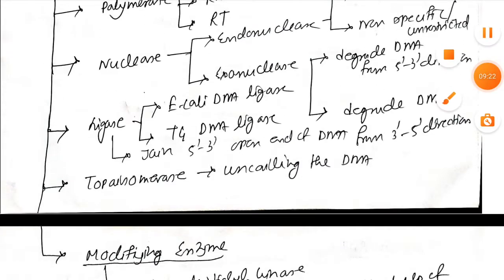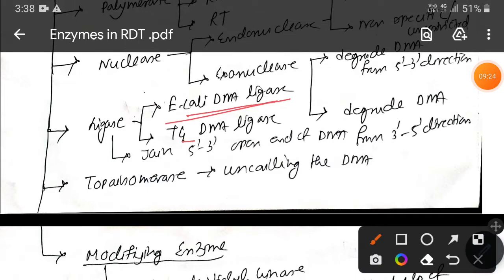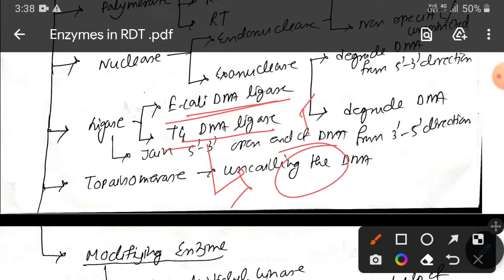One is E. coli DNA ligase, another one is T4 DNA ligase, okay? So E. coli DNA ligase means the ligase which is purified from E. coli, and T4 DNA ligase means the ligase which is purified from T4 phage. No, it is the ligase which is purified from T4-infected E. coli, okay? That means from the E. coli which is infected with a T4 phage, okay?